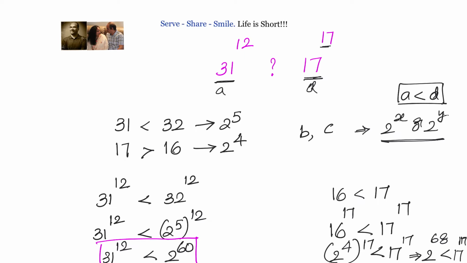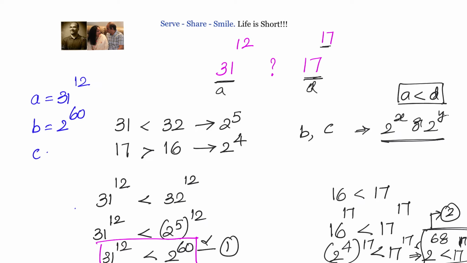Now that is our second equation. So we have the first equation here, the second equation here, and we know the relation between 2 power 60 and 2 power 68. We know that 2 power 60 is less than 2 power 68. So let's write down our A, B, C, D values so that we can establish the relationship between them. A is 31 to the power of 12. B is 2 power 60. C is 2 power 68. And D is 17 to the power of 17.